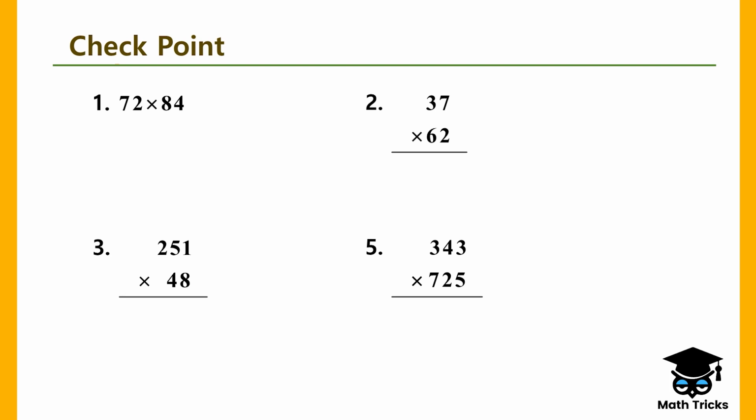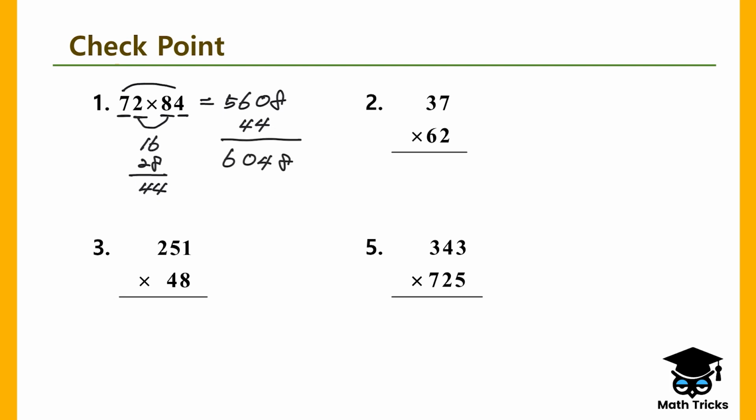Checkpoint. Number 1, 72 times 84. So that is equal to 7 times 8, 56. 2 times 4, that's 8. 2 times 8, 16. 7 times 4, 28. That's 44. So write 44 here. So add them, 8406.